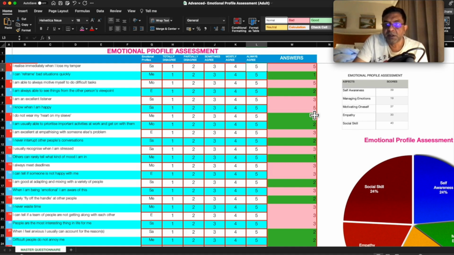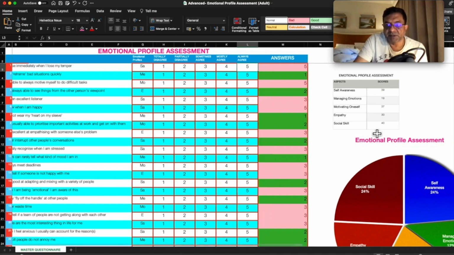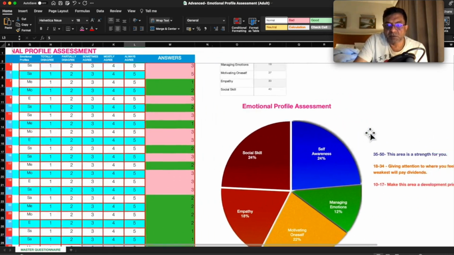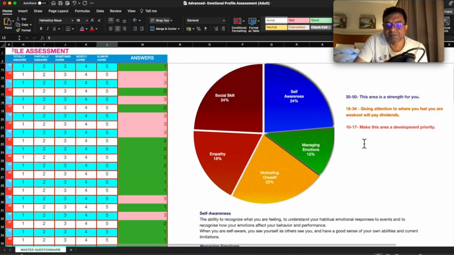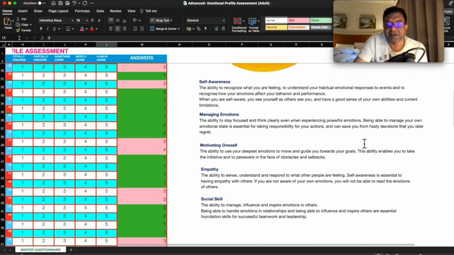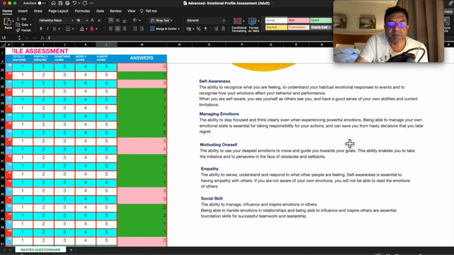So what do these 5 things mean? Okay, let's see what this means. What does self-awareness mean? And then we'll come to the scoring part. Self-awareness is the ability to recognize what you are feeling, to understand your habitual emotional responses to events, and to recognize how your emotions and behavior affect your performance.